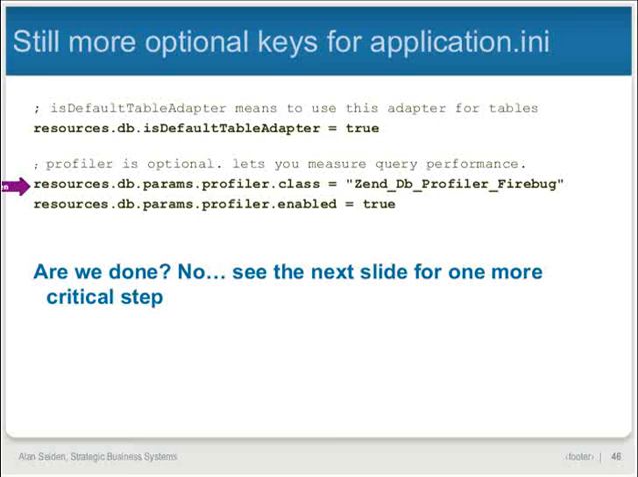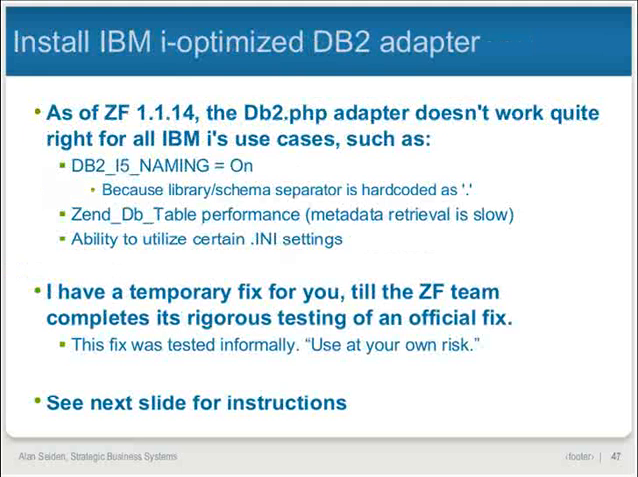No. I have one more very important thing to show you about DB2. You need to install a fix for this because the default DB2 adapter doesn't work with the db2 i5 naming by default. It hard codes a period to separate library and file name. But I have a fix. I worked on it with an anonymous helper within Zend. We did it together. And I have a use-at-your-own-risk adapter, but it works for me, and everyone I sent it to says it works for them.